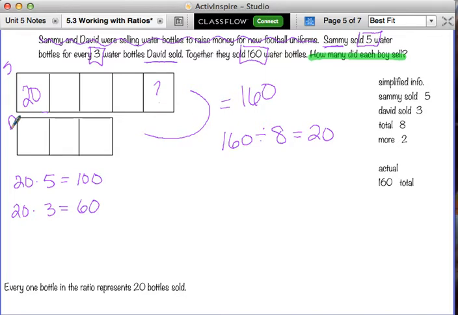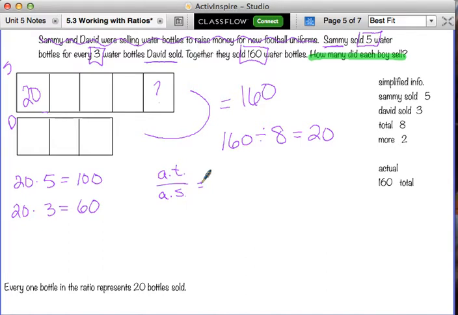Let's set it up as a proportion. I want you to pause and set up your proportion and then come back to check and see how you did. All right, so I have my actual total, so that's what I'm going to work with, and I'm just going to work with Sammy since he's listed first. If you worked with David, that's fine. Just make sure you put the correct numbers in.